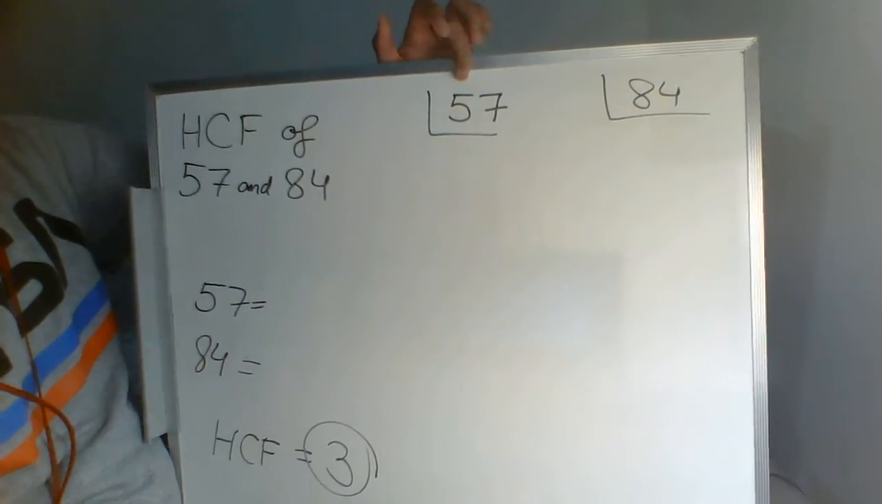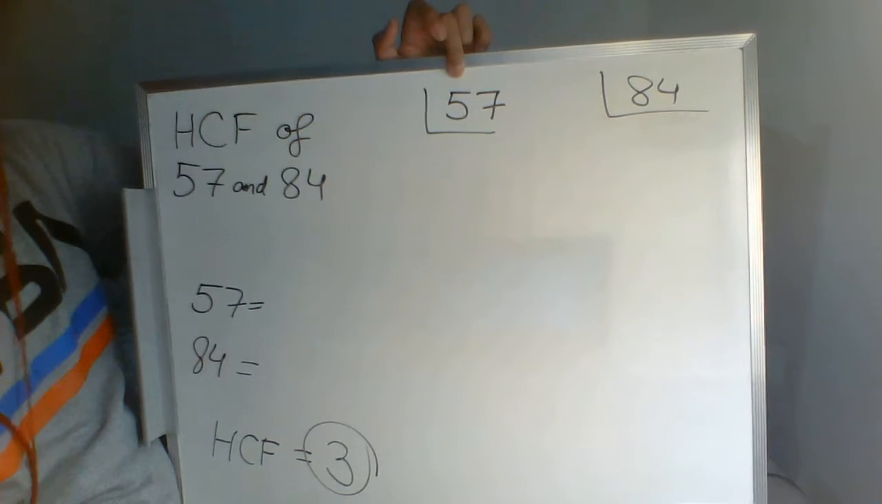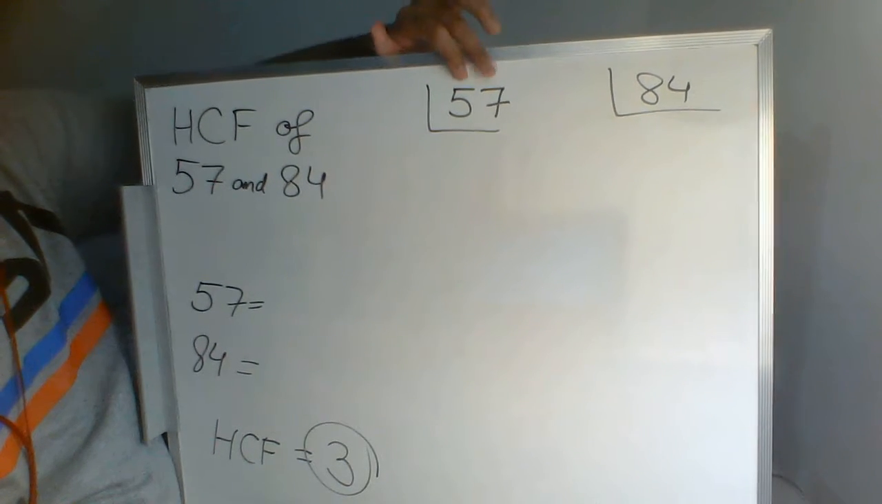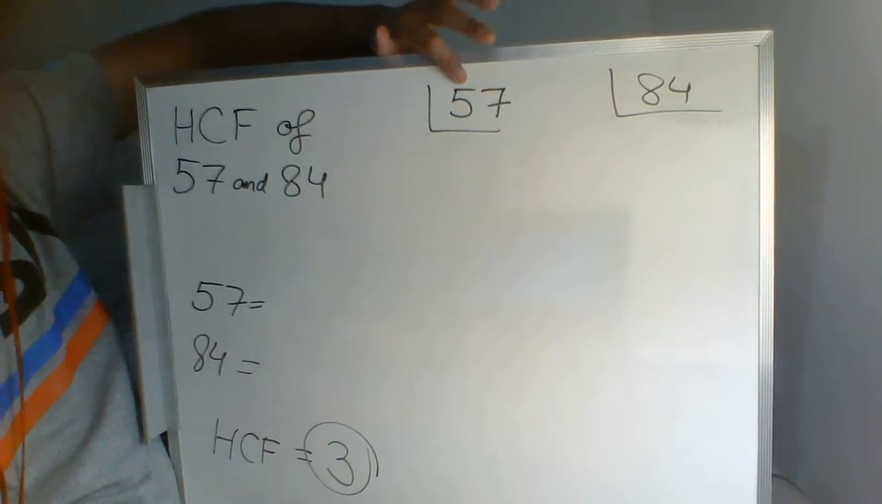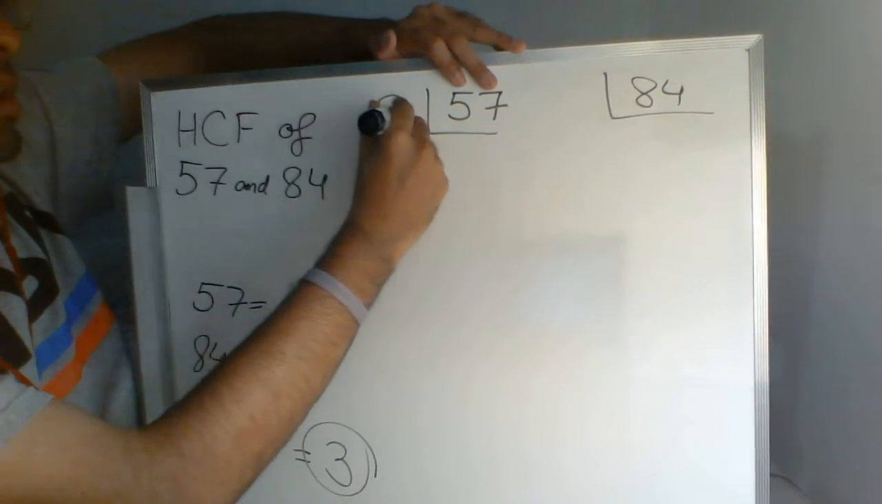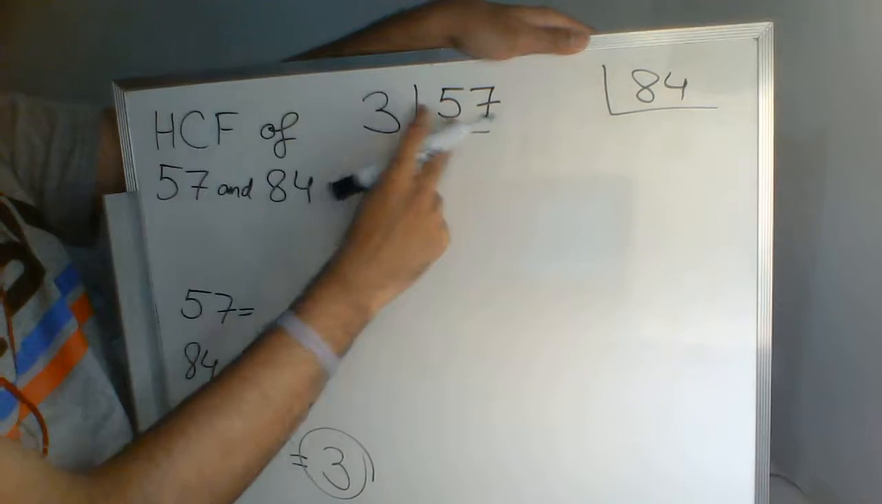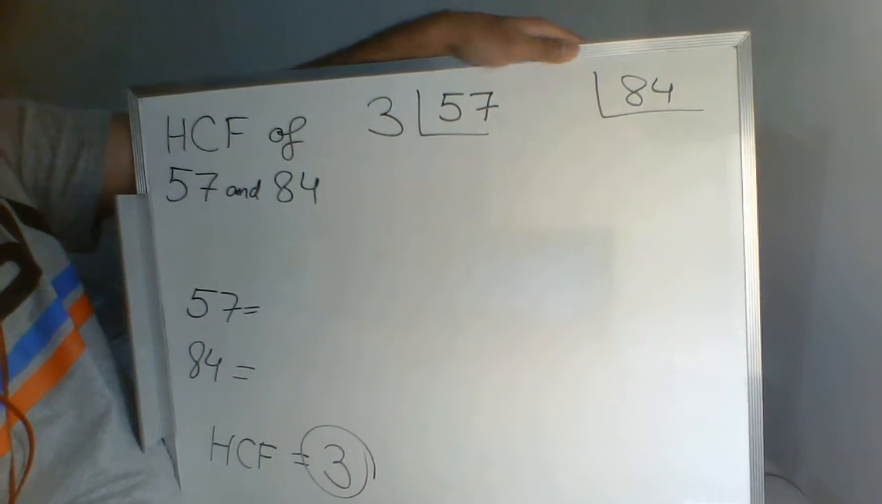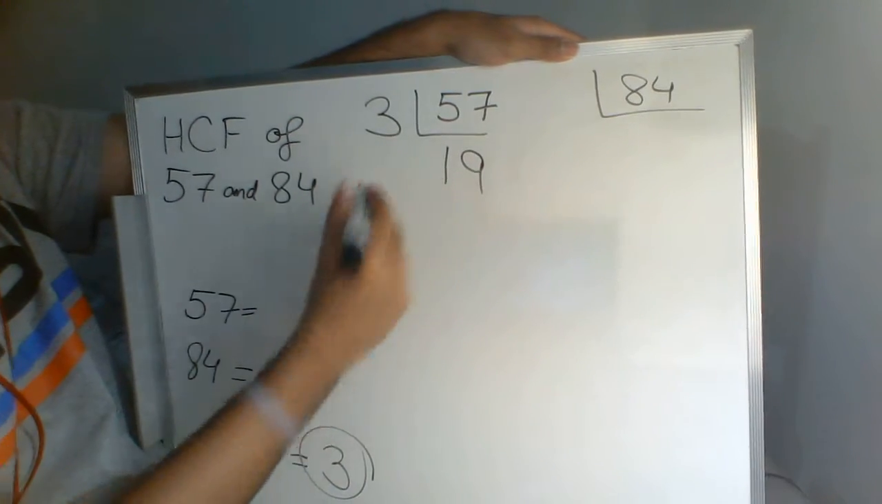So we'll start with this 57. It's not even, so it's not going to be divisible by 2. But if we do that addition trick, 7 plus 5 is 12, therefore it's divisible by 3. We put a 3 here. 57 divided by 3 is going to give us 19, if you go through the math.